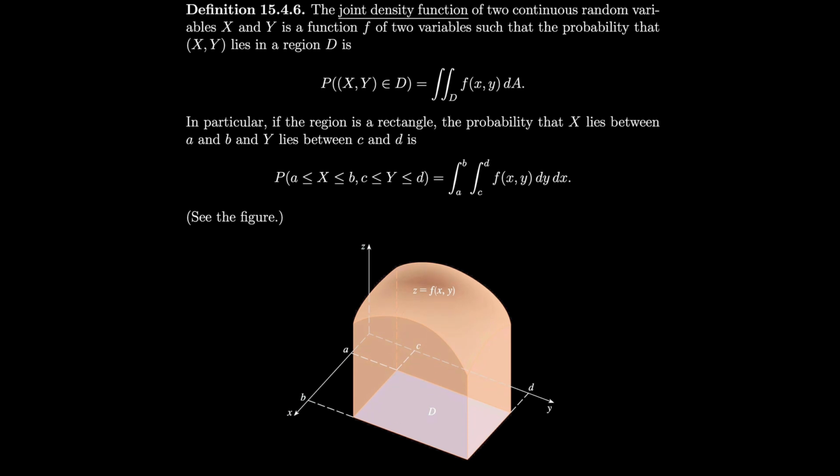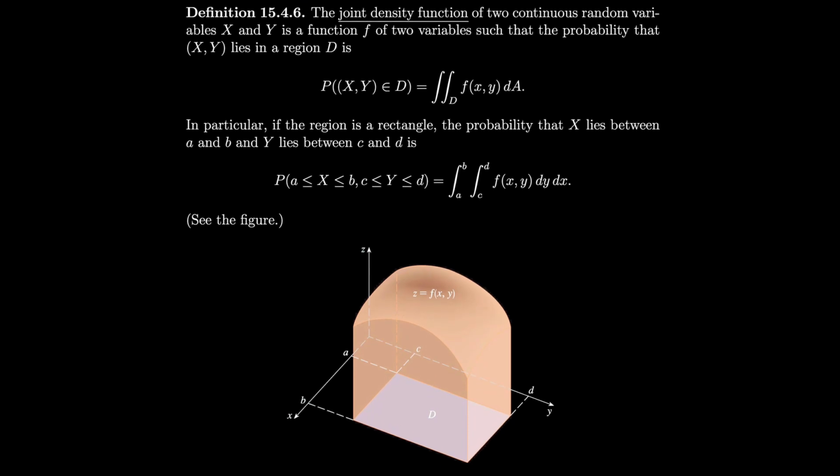Next up, let's do a little probability. So like we did in section 8.5, we can get probability by integrating a density function. In this case, we have to define a joint density function because we have two continuous random variables, so we get a multivariate function. So it becomes a double integral. So the probability that (x, y) is in some region D is just a double integral over D. In particular, if the region is a rectangle, then the probability that x lies between a and b and y lies between c and d is just an iterated integral.